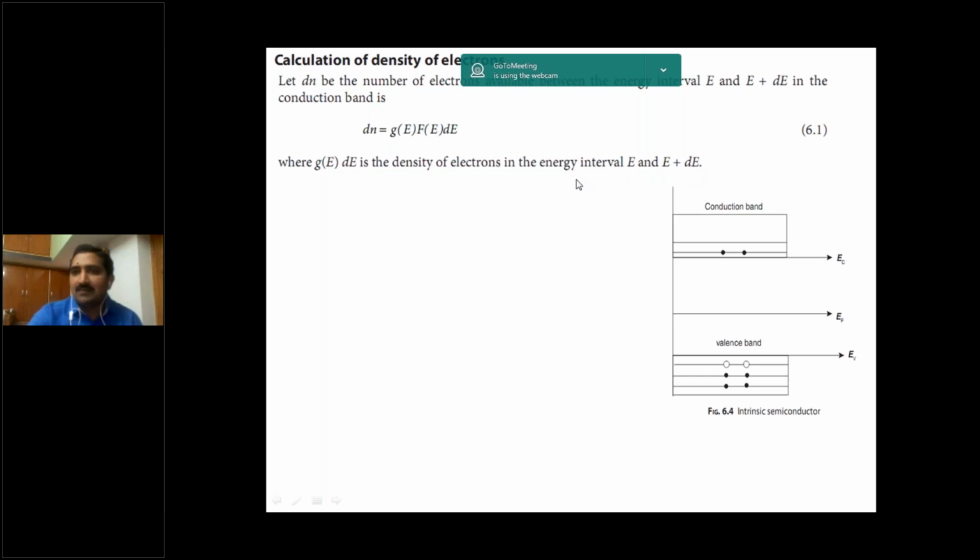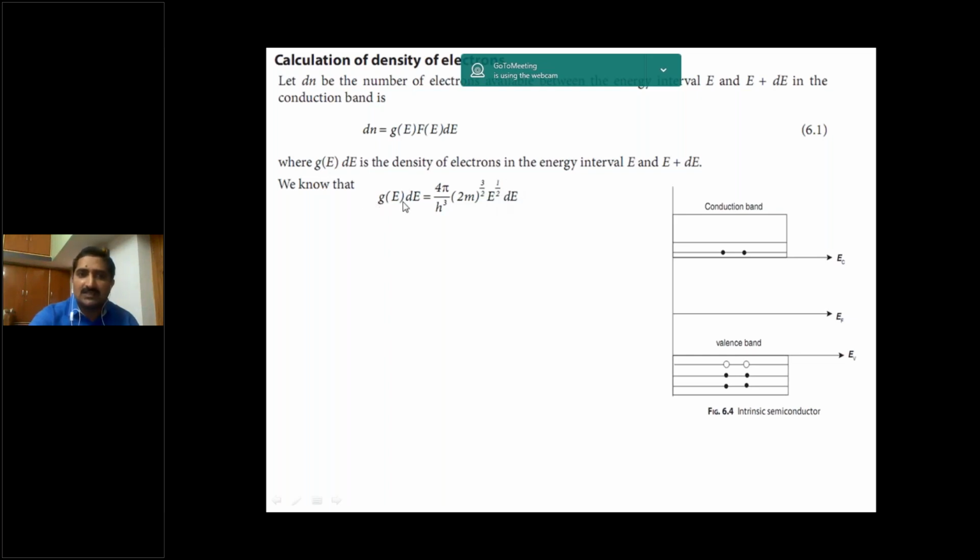That means the number of available energy levels in the conduction band to occupying that electron. What is f of E? F of E is called the Fermi-Dirac distribution function. So the value of G of E into dE is like that. This is a formula: G of E into dE is equal to 4 pi by h cube into (2m) whole power 3 by 2 E power 1 by 2 dE.